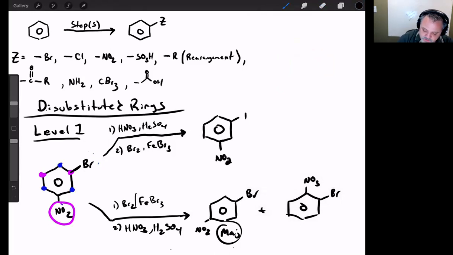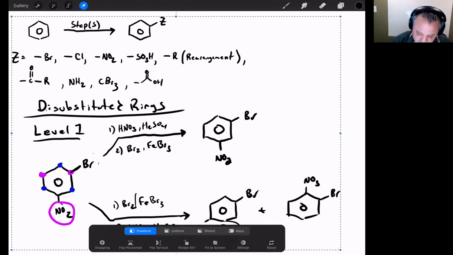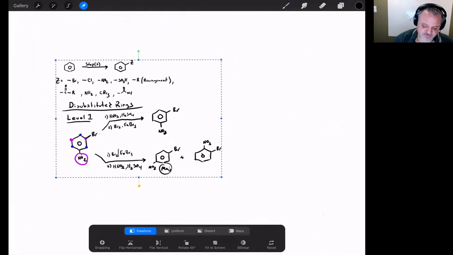So I know now which path I must take from a synthetic point of view. Path number 1 gets me to the product that I want, and path number 2 doesn't, even though it's the same set of reactions. And so that's something that I really need to keep in mind when I'm doing synthesis problems with benzene rings and using electrophilic aromatic substitution.